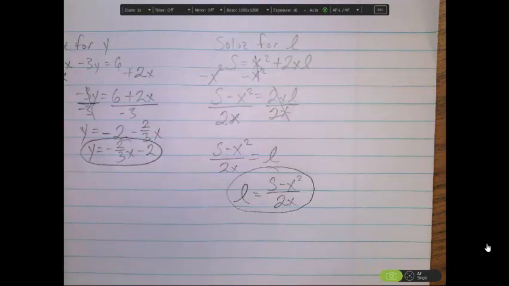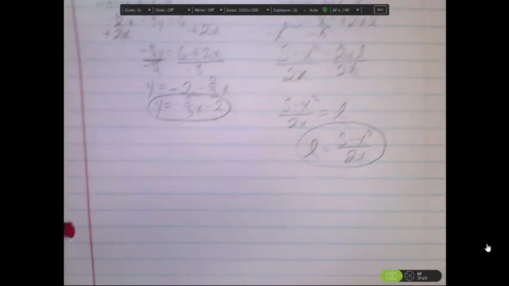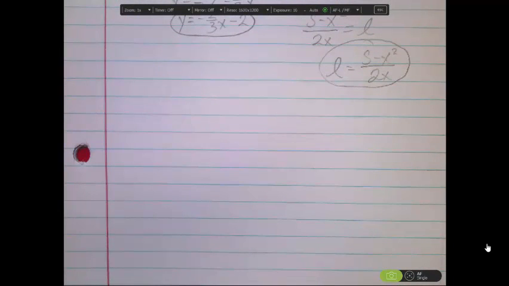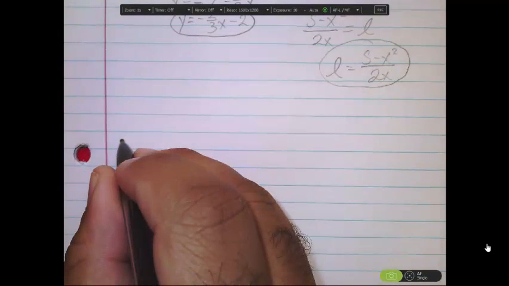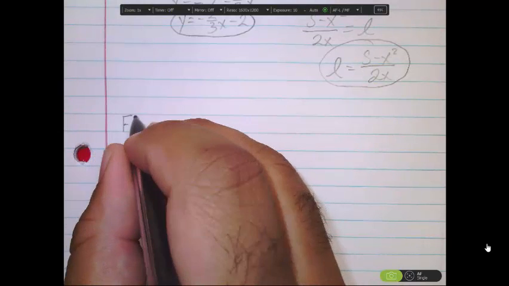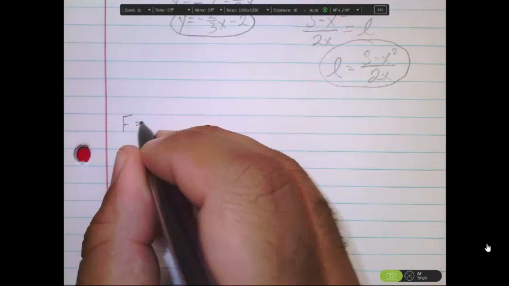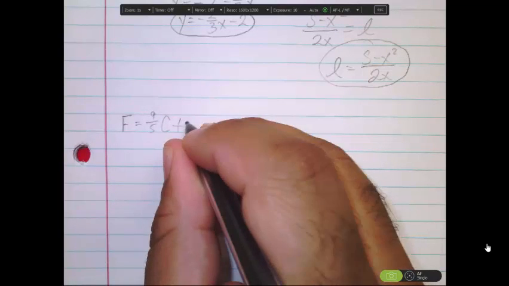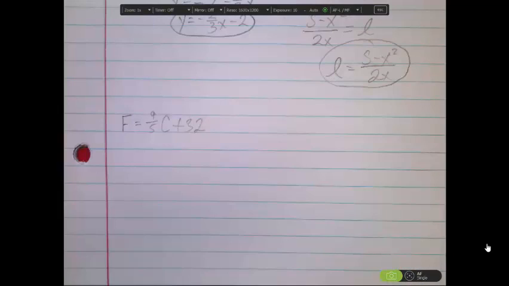Okay, you want to try one more? That's even a little bit tougher. Let's try one more, and then we'll call it a day. Let's use maybe a real life example. So the formula for converting degrees in Fahrenheit into Celsius is F equals 9 fifths C, which stands for degrees Celsius, plus 32. Okay? So that is the formula. And we are going to solve for C.